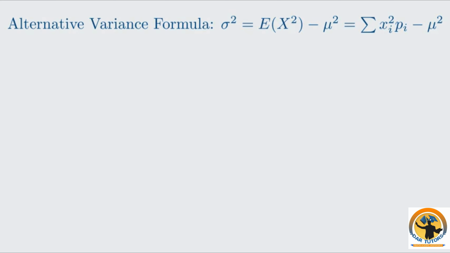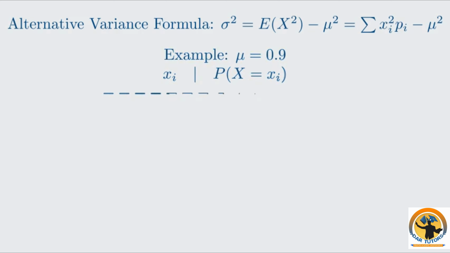The term E(X squared) is calculated similarly to the mean, but instead of multiplying each outcome by its probability, you multiply the square of each outcome by its probability. Let's recalculate the variance for our previous example to see this formula in action. Our example had x values 0, 1, 2, with probabilities 0.3, 0.5, 0.2, and we found the mean mu to be 0.9. First, let's find E(X squared).